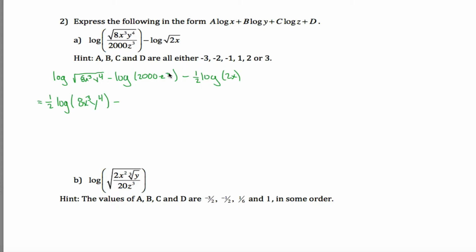Minus, you might want to bring this 3 down, but you can't. The reason is the entire thing is not being cubed, only the z is being cubed. So what I could do is subtract off, and then use my first log rule. I have the log of something times something else, so I can rewrite that as the log of 2000 plus the log of z to the third power, minus 1/2. And again, I have the log of something times something, so I can rewrite that as the log of 2 plus the log of x. Breaking this down into as many pieces as possible.